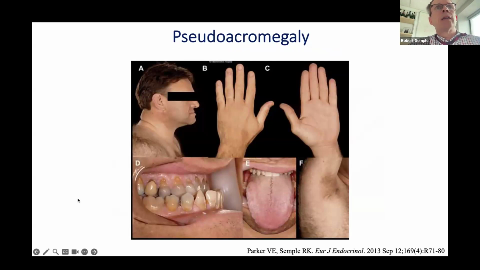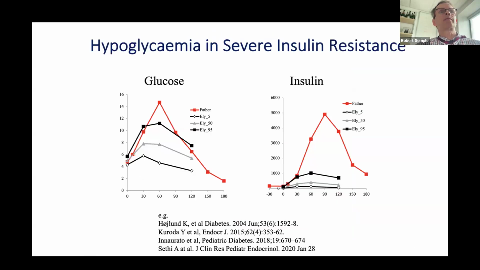This is a man who has a gamma mutation. He has one of the subtypes of lipodystrophy, which you'll hear about from Anna, and you can appreciate his prognathism, his spade-like hands, macroglossia. And in fact, I would say that some of the most acromegalic looking people I've ever seen have been people with primary lipodystrophy or severe insulin resistance. So acromegaly with negative acromegaly testing, please do think of insulin resistance.